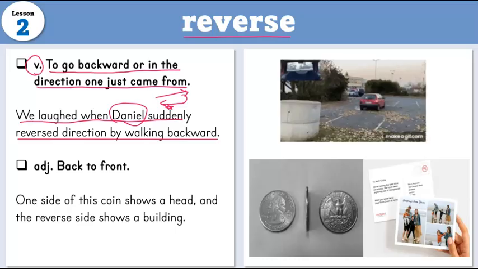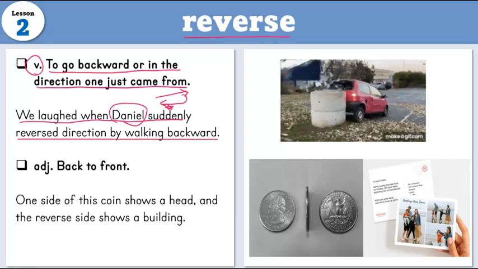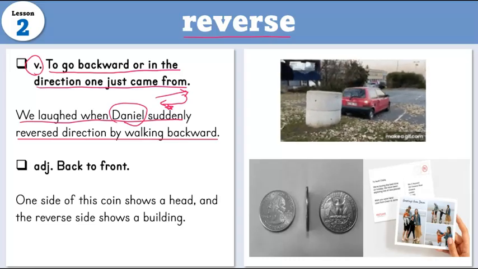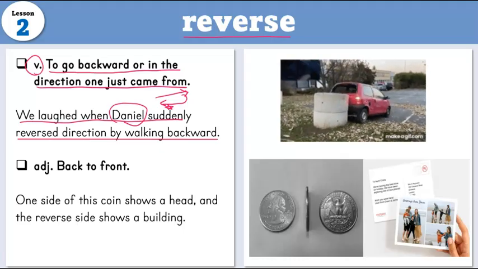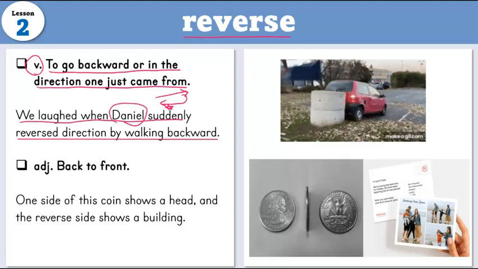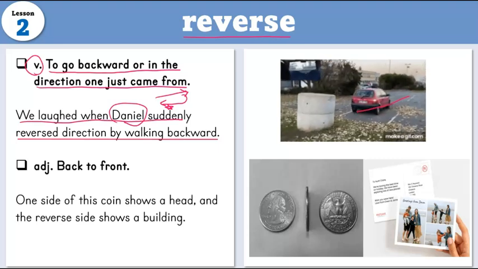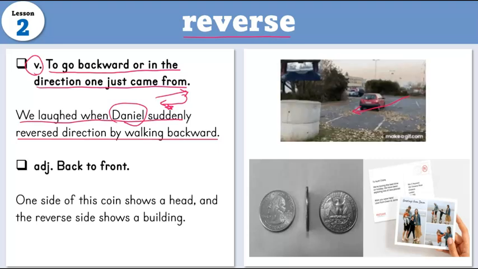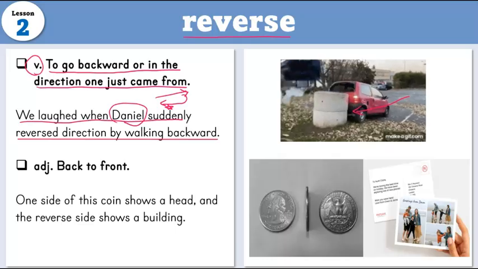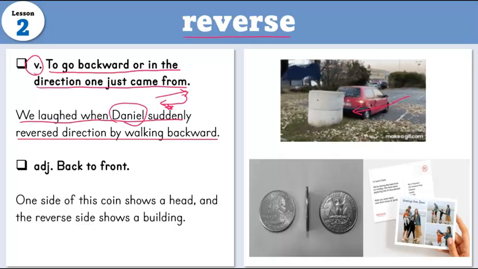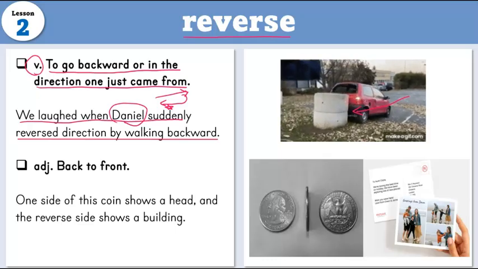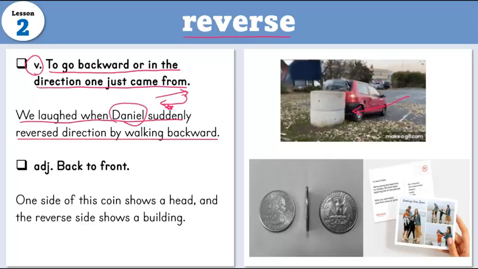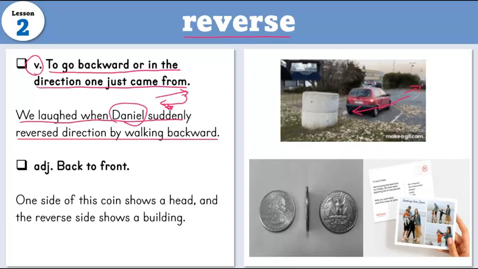So anytime that something is going backwards or in the direction they just came from, we can use this word reverse to explain their movement. I can say the car reversed into this concrete pillar, probably by accident. The driver accidentally started going in the opposite direction that they wanted to go. They went in reverse instead of going forward.